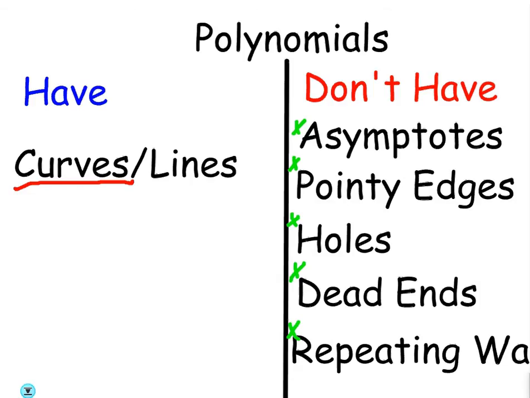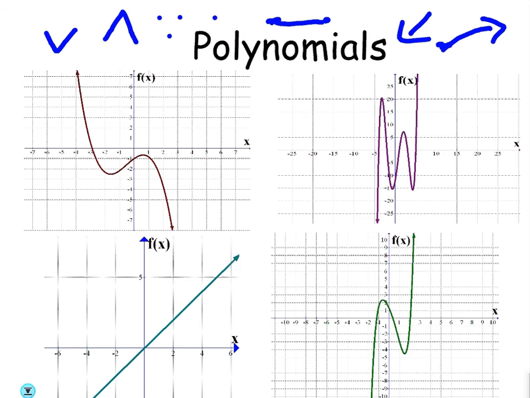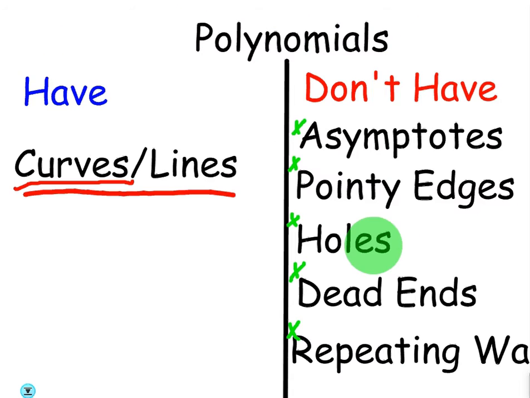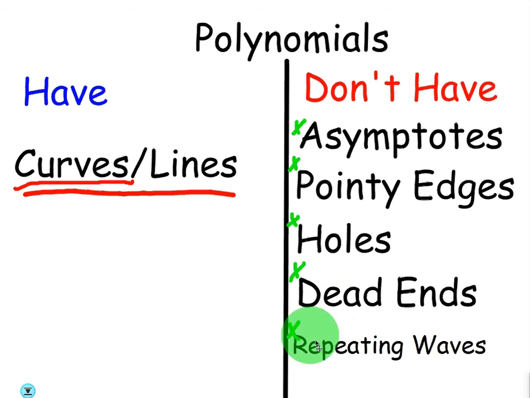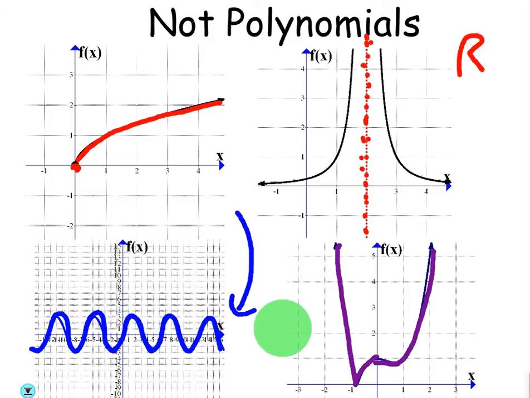So here's what polynomials have. They can have curves and lines. However, they cannot have asymptotes, pointy edges, holes. That's something we didn't talk about, but notice none of these graphs have holes. Polynomials don't have holes. They don't have dead ends or endpoints. And the third and final thing is they do not have repeating waves. Okay, like we talked about before, you know, a graph like this is a repeating wave. That is not a polynomial.